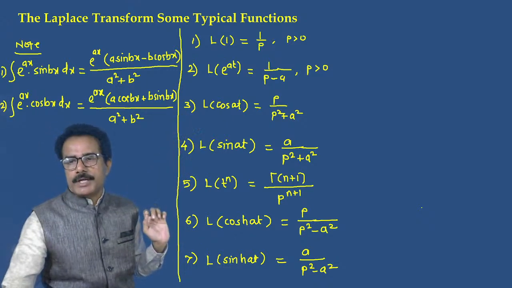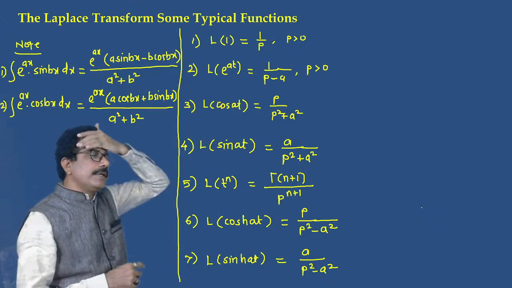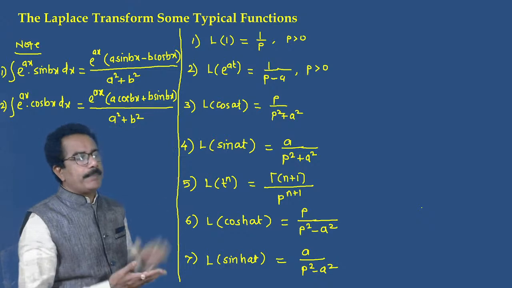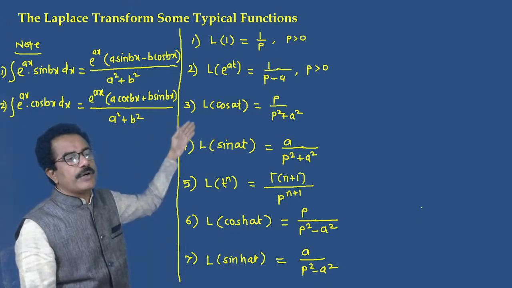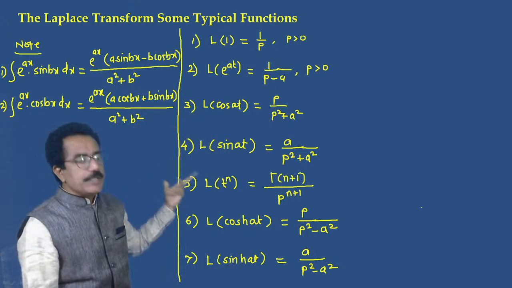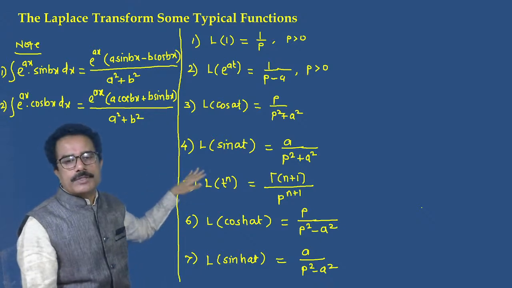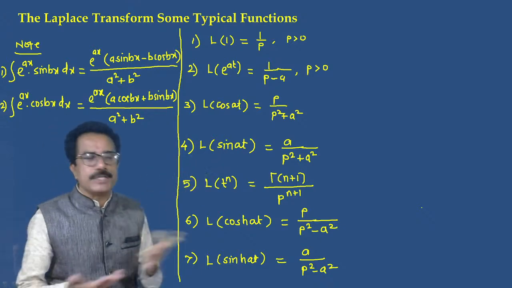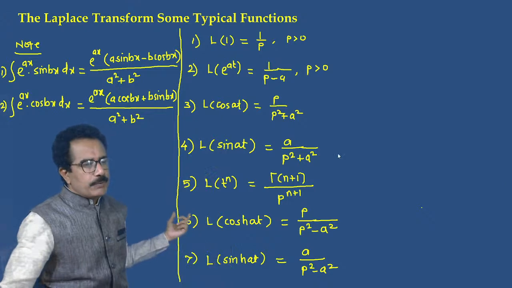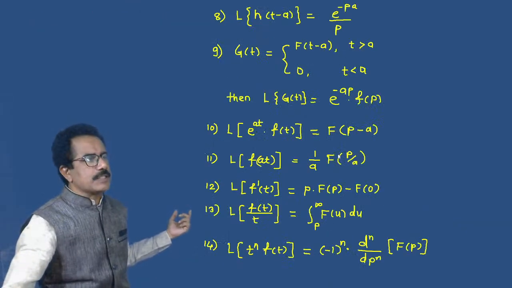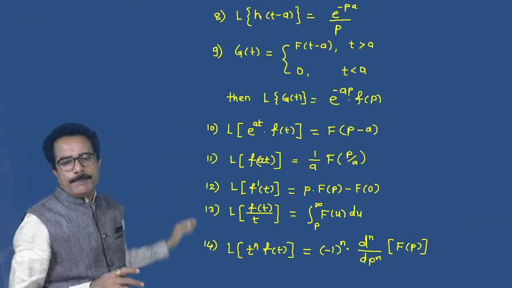Laplace transformation of e raised to at is equal to 1 upon p minus a. Laplace transformation of cos at is equal to p divided by p square plus a square. Laplace transformation of sin at is equal to a divided by p square plus a square. In this way, we can find the Laplace transformation of some typical functions.